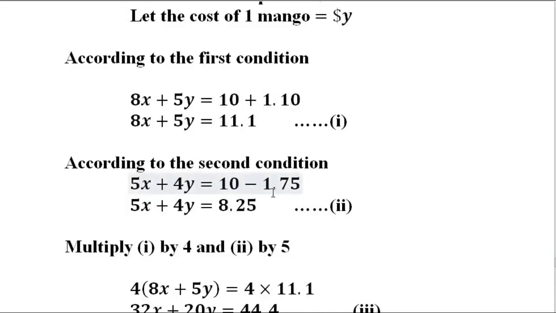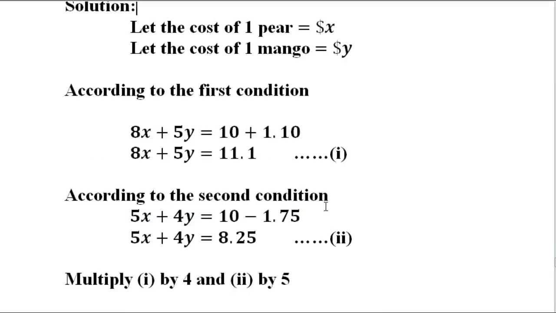We are subtracting $1.75 from $10 because Raj will receive $1.75 in change. This equation also shows the cost of 5 pears and 4 mangoes. Now, if we subtract 1.75 from 10, we get $8.25, which is the total cost of 5 pears and 4 mangoes. Now, let's name this equation as equation 2.